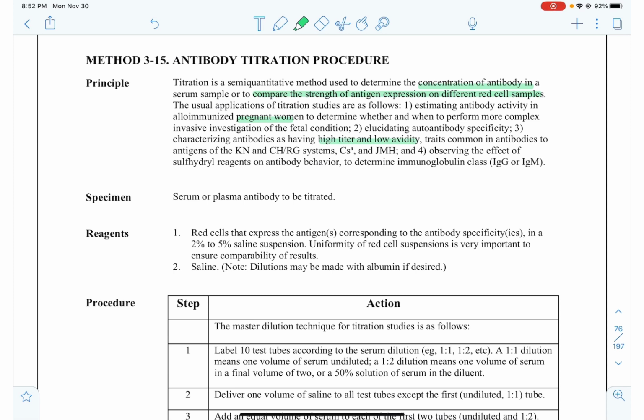These traits are common in antibodies to antigens of the Knops and Cartwright systems, Cost-A and JMH, or John Milton Hagen. And finally, number 4, observing the effect of sulfhydryl reagents on antibody behavior to determine immunoglobulin class, IgG or IgM. Your specimen will be serum or plasma with an antibody to be titered, and you'll need reagent red cells that express the antigen corresponding to the antibody specificity.